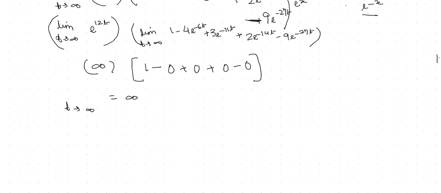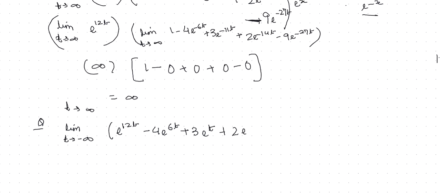Now if for the same problem we have to find the limit t tends to negative infinity of e raised to power 12t minus 4e^6t plus 3e^t plus 2e^(-2t) minus 9e^(-15t).